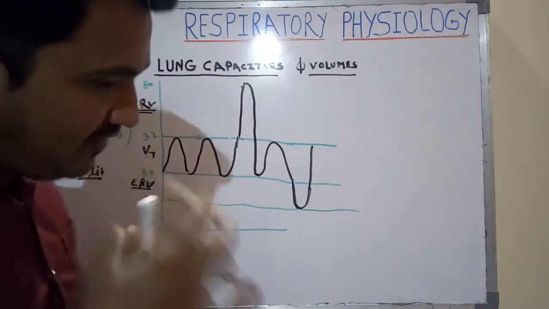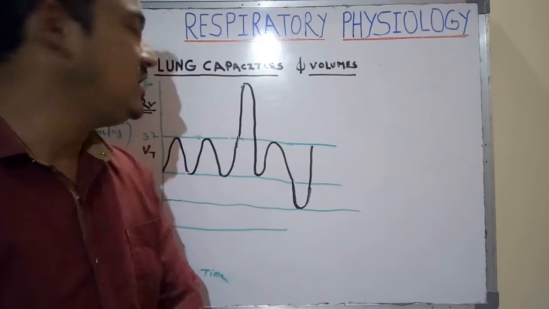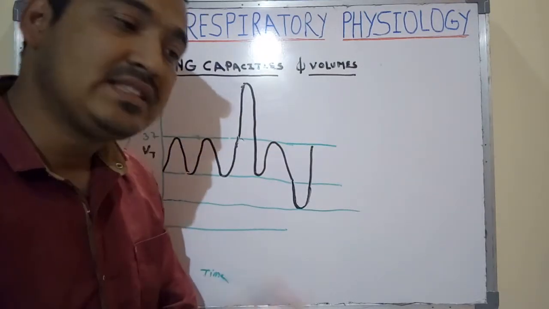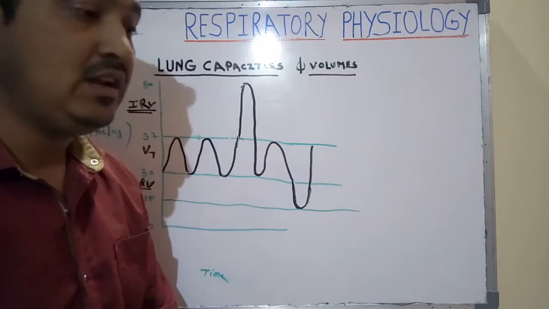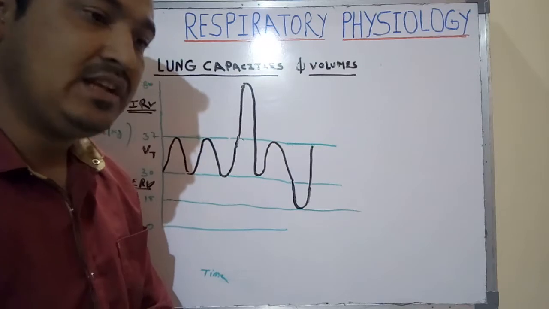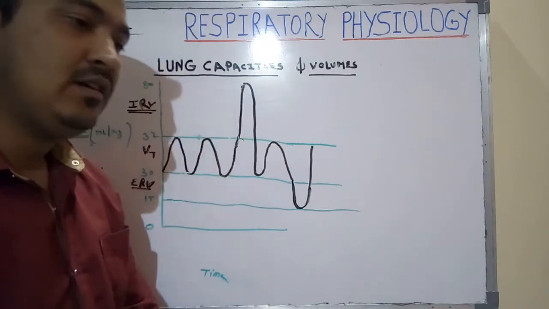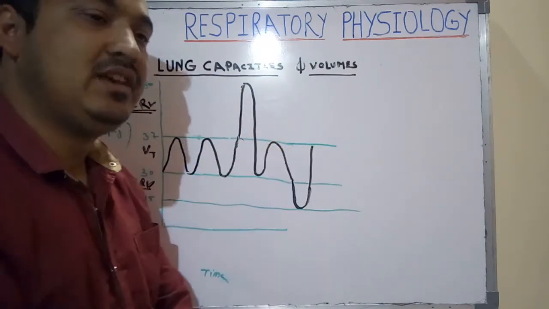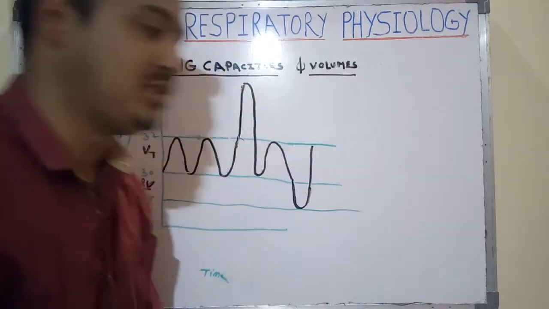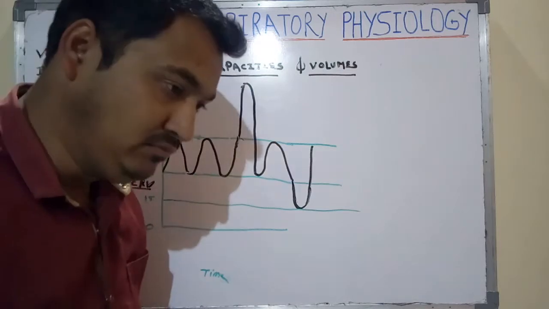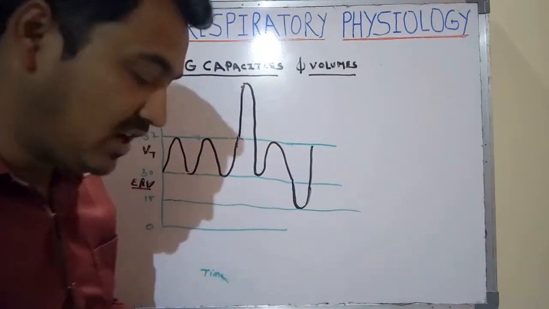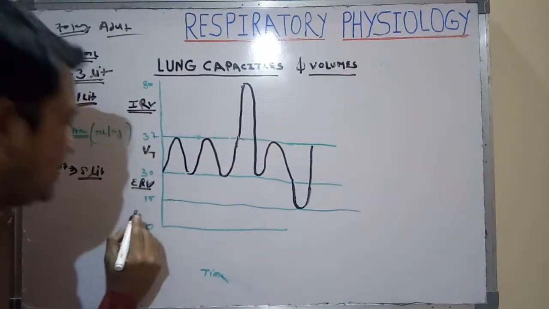Now there is some volume in the lung which is not taking part in this respiration. Why? The lungs can never be emptied. Even if someone is dead, lungs can never be emptied. There is some volume of air which is not taking actively part in this. It is residual volume. Even after full expiration, there is some volume of air remaining in the lung, that is called residual volume.